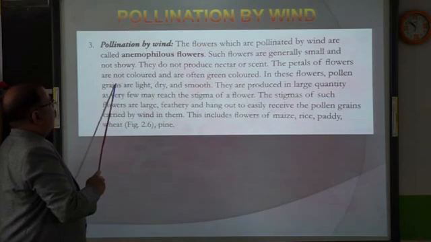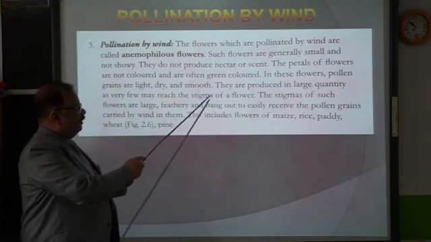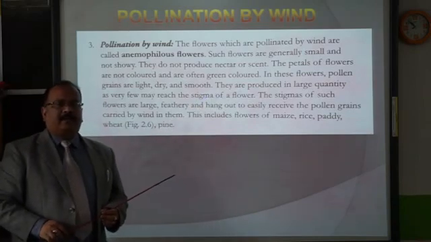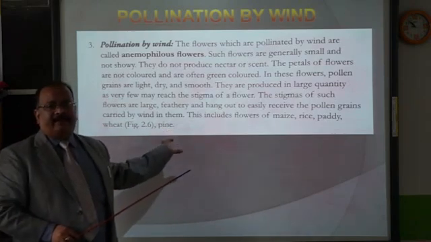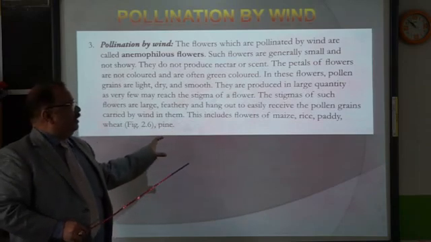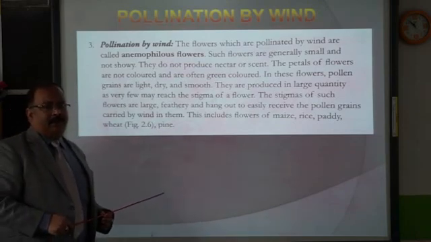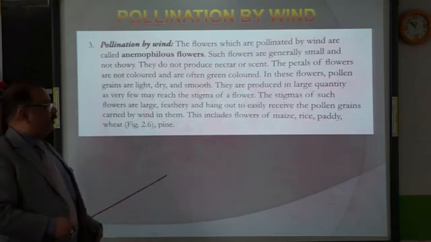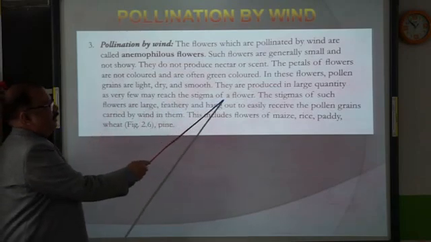The petals of the flowers are not colored. They are often green colored. The pollen grains are produced in a large quantity. Why? Because sometimes we say that this is a wasteful process. All the pollen grains which are transferred by wind may not reach the stigma of the flowers, and that is why they produce large numbers, so that a very few can reach the stigma of the flower.